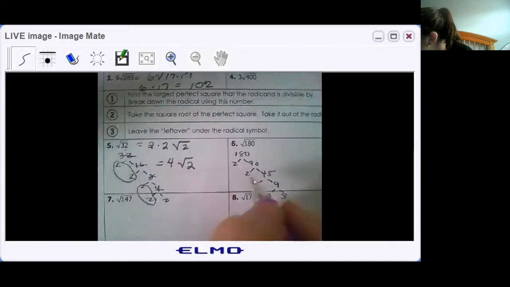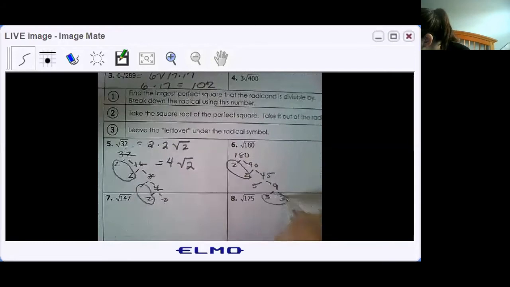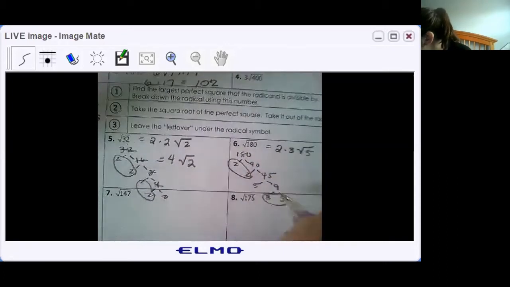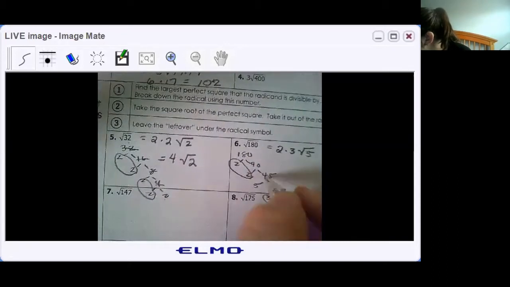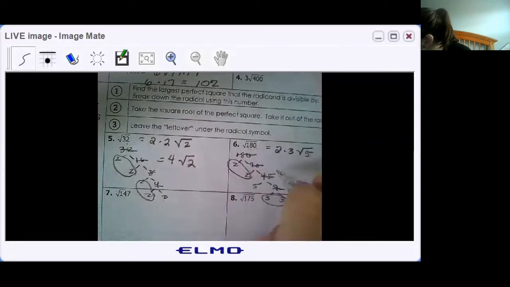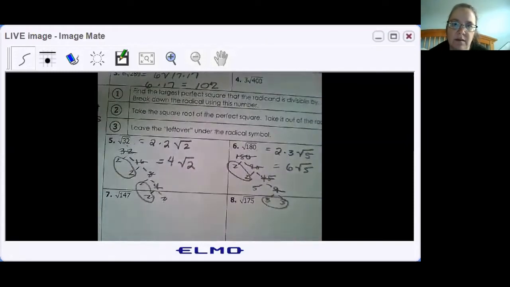So I have one set of 2's that comes out, and one set of 3's that comes out. And a 5 got left behind. You can kind of mark through these because we're breaking them apart. And we're just worried about the prime numbers on the outside. So the square root of 180 is 6 times the square root of 5. All right, so does that make sense so far?